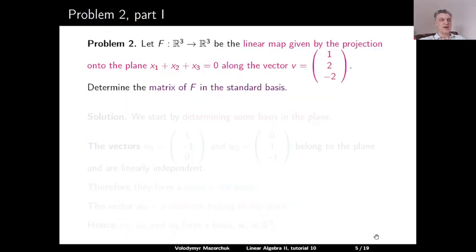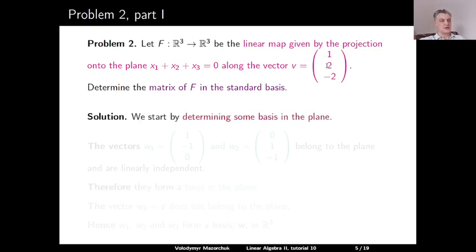Problem 2. Let F be a linear map from R3 to R3, which is given by the projection onto the plane given by the equation x1 plus x2 plus x3 is equal to 0, along the vector v, which is the vector 1, 2, minus 2. So we have a linear operator which projects onto this plane along this vector. And we need to determine the matrix of this linear operator in the standard basis.